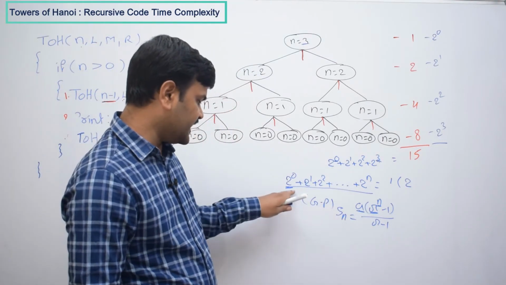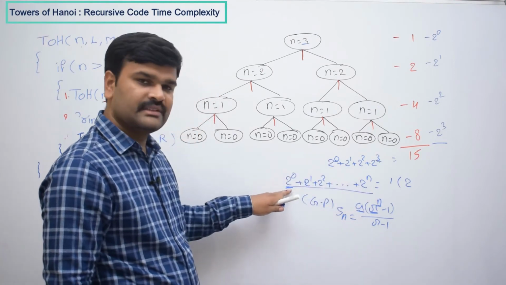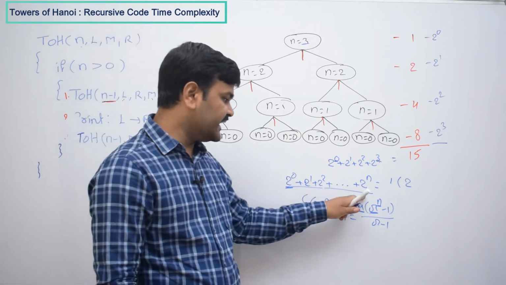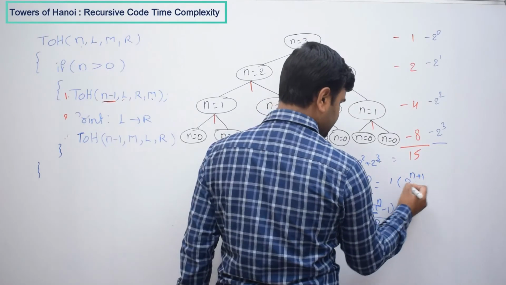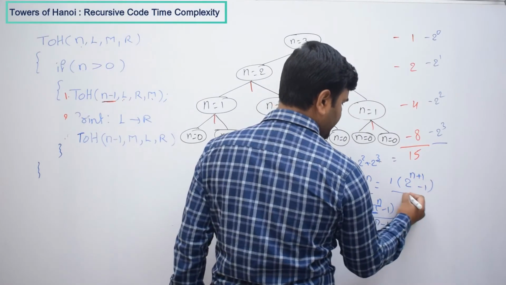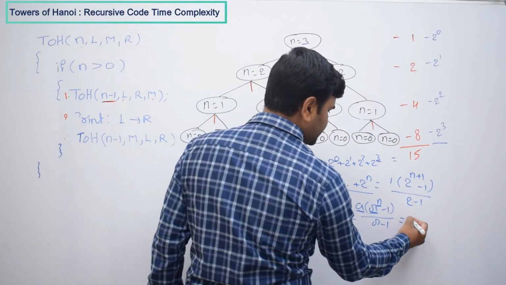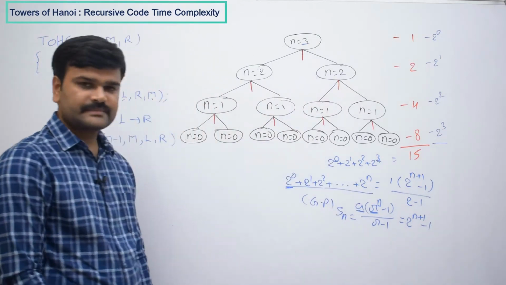n terms. So here, how many terms are there? 1 to n, and this one, so a total of n plus 1 terms are there. You are summing n plus 1 terms. So that is why it is 2 power n plus 1 minus 1 by 2 minus 1. So this will become 2 power n plus 1 minus 1.